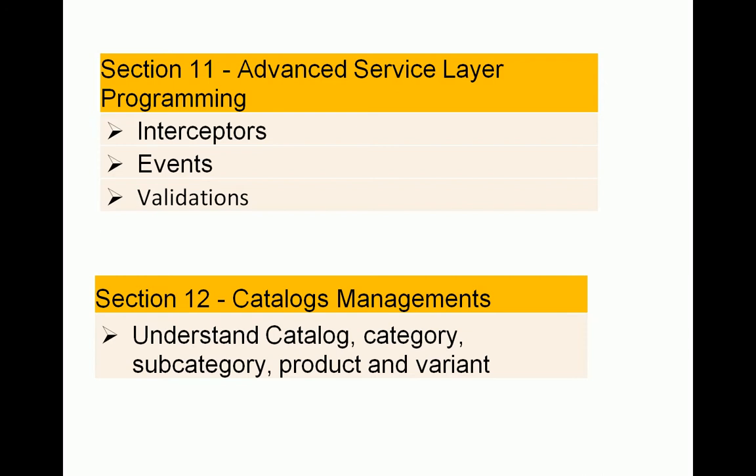And then we understand the Hybris e-commerce side, catalogs. What are catalogs? What do you mean by categories? What are subcategories, products, and variants? How do they link to each other, all that.